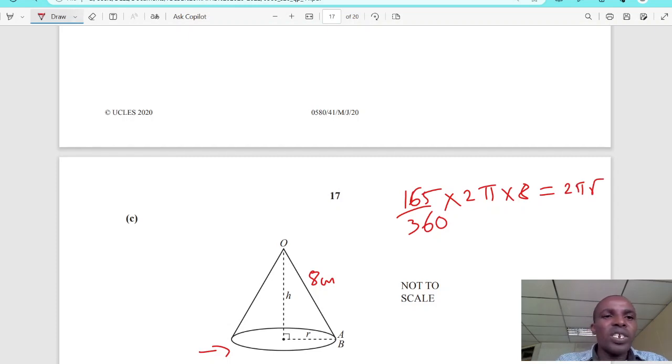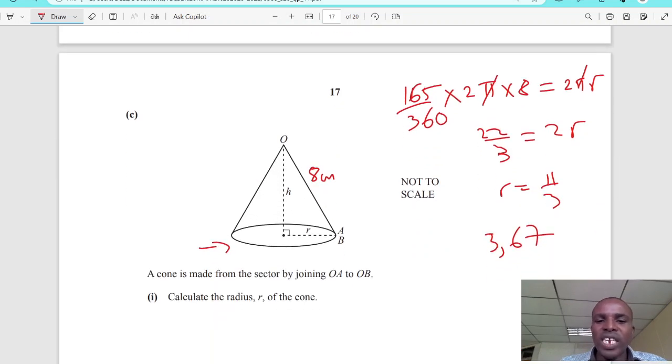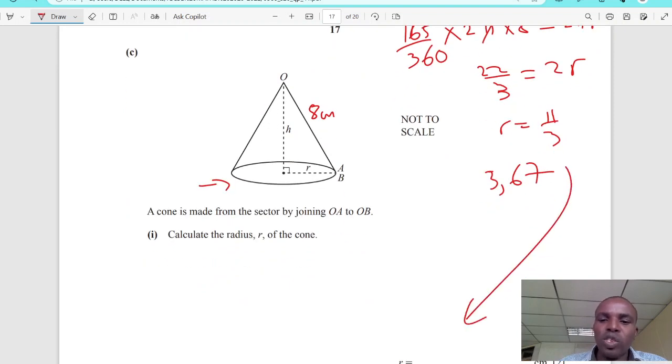Pi and pi can cancel out. Then you can divide now: 165 divided by 360, then times 16, that is 2 times 8. You get 22 over 3, which is equal to 2r, like this. Then divide this by 2: 11 over 3. Then r will be 11 over 3, which means it's 3.67. That's the radius of the cone. So it means this working was supposed to be here.